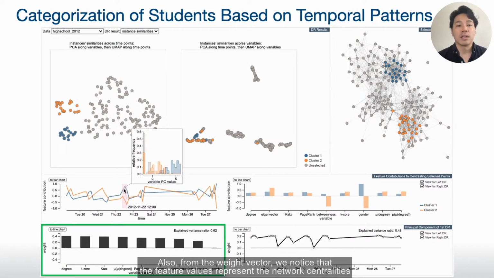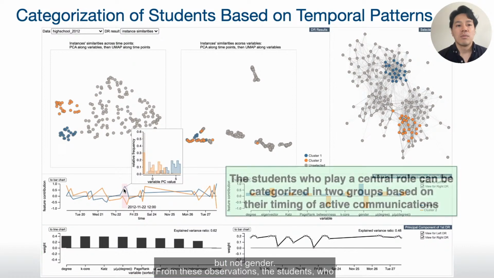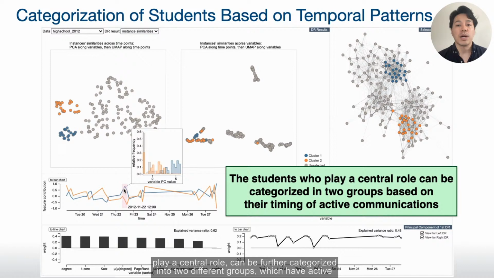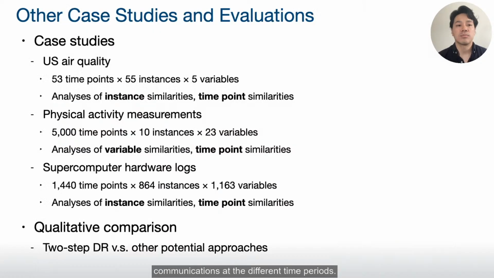Also, from the weight vector, we notice that the feature values represent the network centralities, but not gender. From these observations, the students who play a central role can be further categorized into two different groups, which have active communications at different time periods.